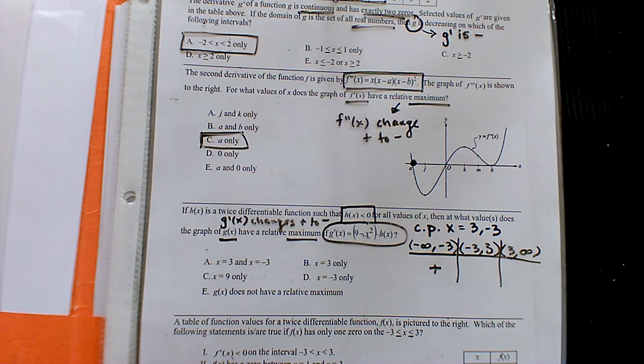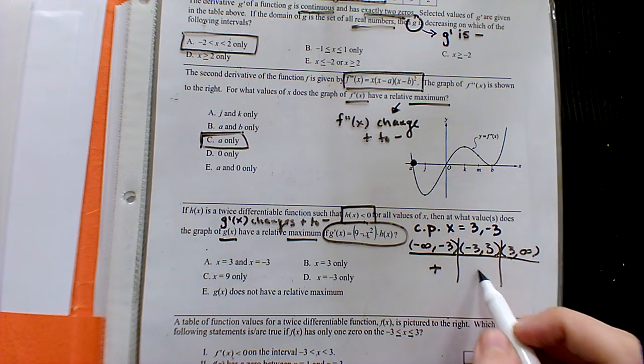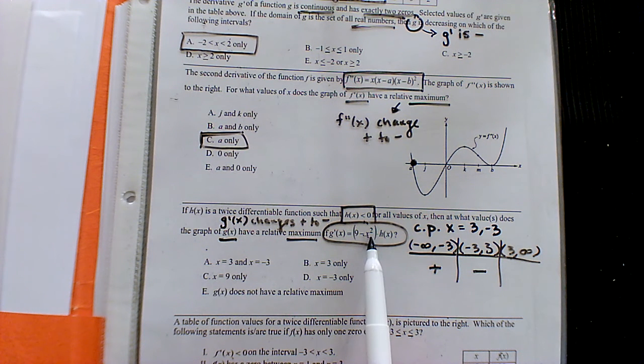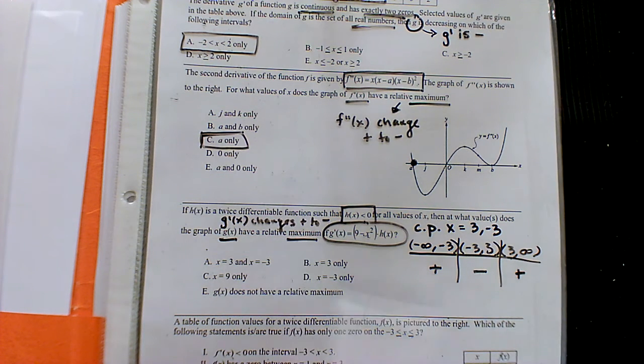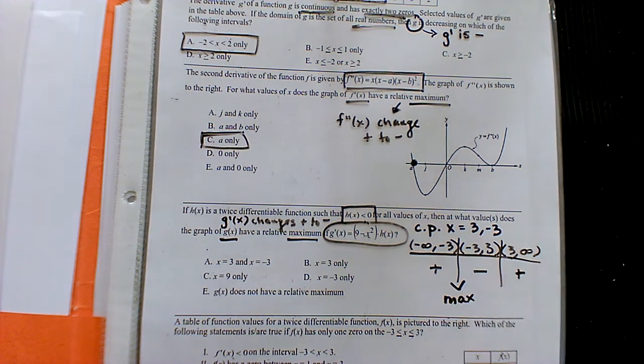Something between negative 3 and positive 3, 0. 9 minus 0, positive, times h of 0. That's always negative, so positive times negative is a negative. Something between 3 and infinity, 4. 9 minus 4 squared, negative, times h of x, which is always negative, positive. So we've got to change positive to negative. Looks like that happens at negative 3.